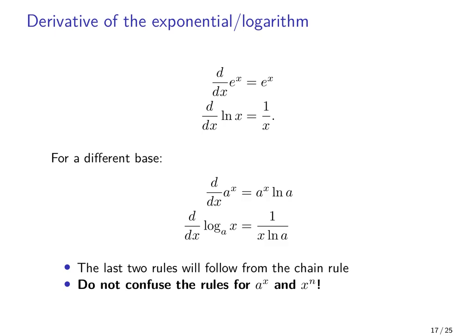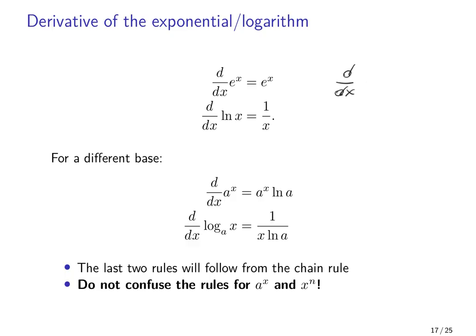These two rules, the last two, are going to follow from the chain rule. So if there's time, we will briefly revisit them and derive them from the earlier rules for e to the power x and the natural logarithm of x. But that is not something that we're going to do just now. Then a very common confusion that you should be aware of is the rules for a to the power x and x to the power n. They are quite different. So remember this for the exam.